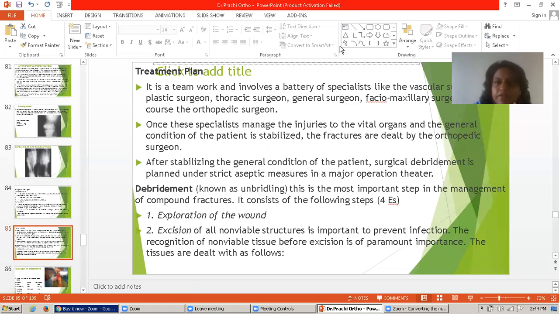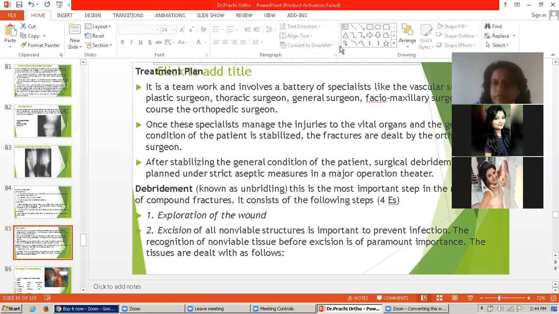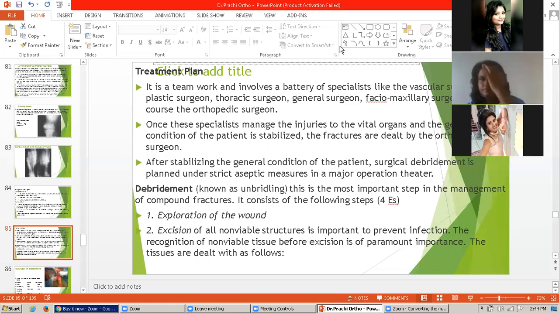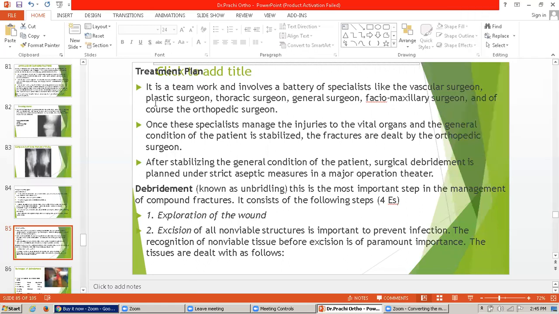Then, treatment plan. It is teamwork and involves a battery of specialists like the vascular surgeon, plastic surgeon, thoracic surgeon, general surgeon, facio-maxillary surgeon, and of course, the orthopedic surgeon is the most important. One of these specialists manages the injury to the vital organs until the general condition of the patient is stable. Then the fracture is dealt with by the orthopedic surgeon.